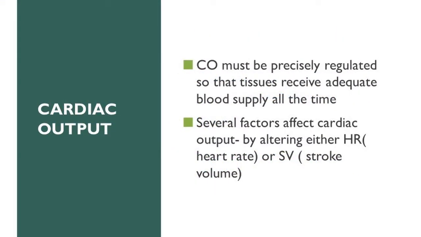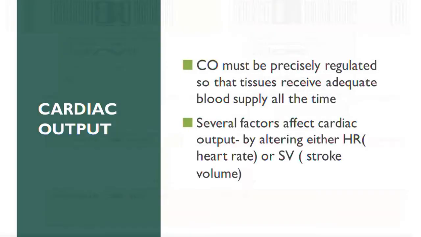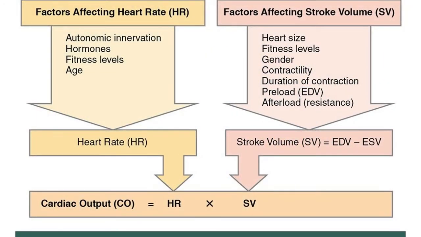Now, why is it important that the cardiac output must be regulated precisely? Because the cardiac output ensures that all the tissues will receive adequate blood supply all the time. So that's why the cardiac output must be regulated within that range. Now several factors affect the cardiac output. Some will alter heart rate, some will alter stroke volume. Now here is a summary of the factors that we will be looking at. Some of the factors we will see in detail.